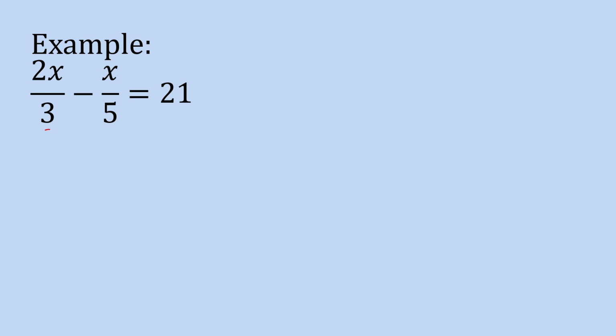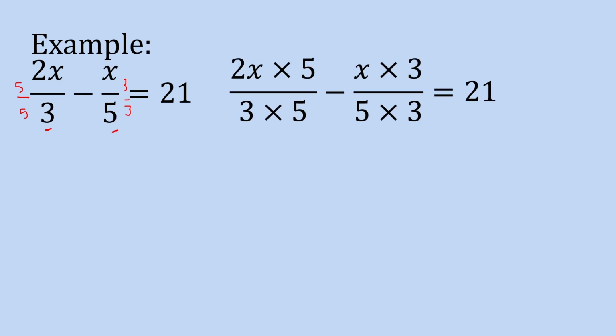Now the denominators are different. One is 3 and one is 5. So 3 times 5 is equal to 15. So we will multiply this side by 5 divided by 5 and this side we will multiply by 3 divided by 3. So the denominator will be the same, 15. So we can write like this, 2x multiplied by 5 divided by 3 multiplied by 5 minus x multiplied by 3 divided by 5 multiplied by 3 is equal to 21.